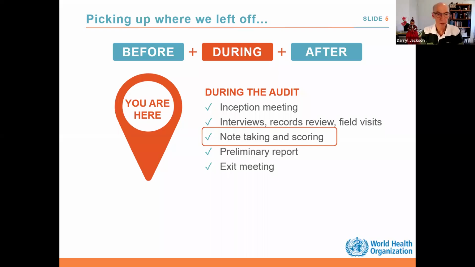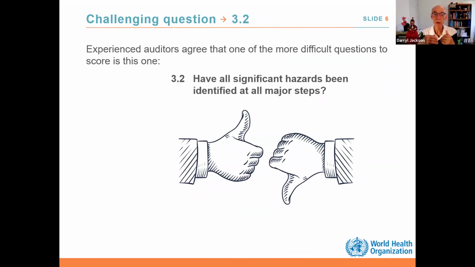Over to you, Daryl. So we're going to pick up where we left off yesterday, and we're still discussing things to do during the on-site audit. There are 5 tasks while on-site, and we're going to continue now with note-taking and scoring. Now, experienced auditors agree that one of the more difficult questions to score is question 3.2, which says, have all significant hazards been identified at all major steps?